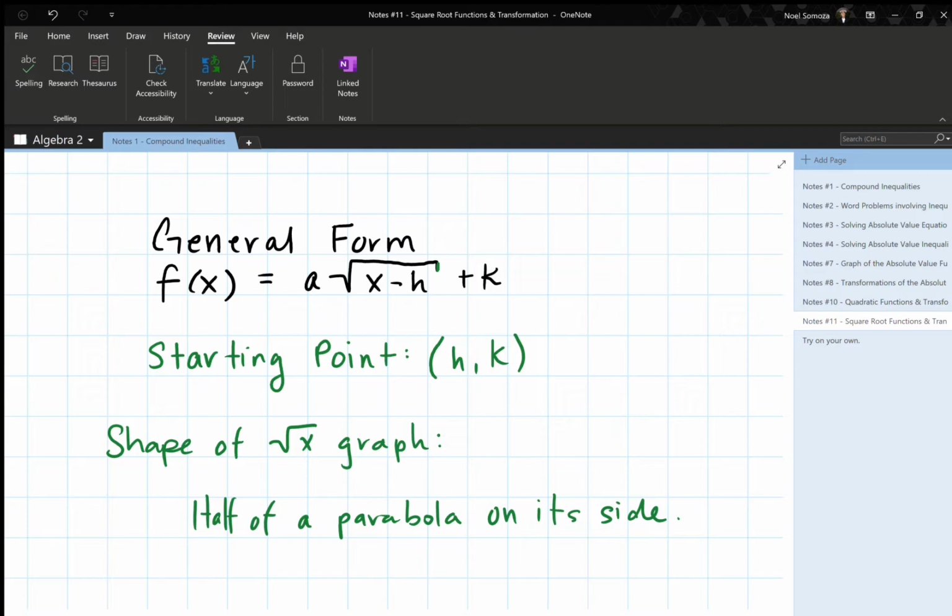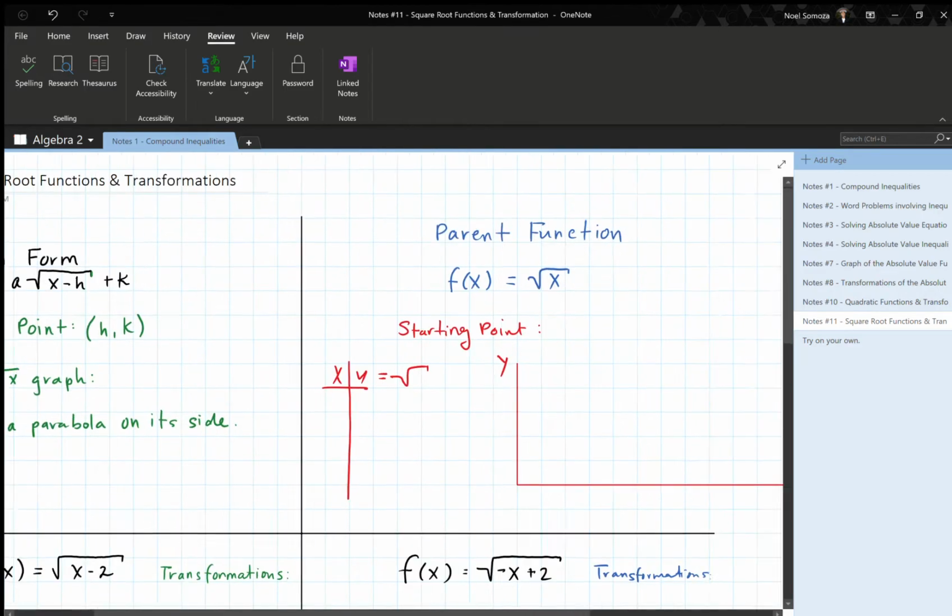Okay, so that's a little bit about the general form there. Okay, any questions so far? It's still opposite h, k. Yeah, if we're looking for this point, which would be our starting point, so it's still important to find it. It's just we're not going to refer to it as a vertex anymore. Okay. All right. So let's take a look at the parent function.